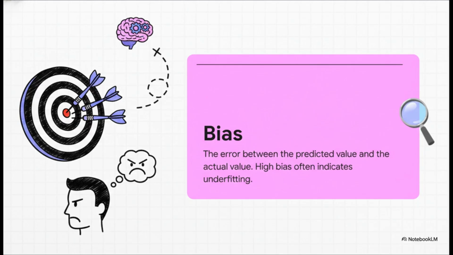The best analogy is a dartboard. A high bias model is like a player who consistently throws all their darts in the exact same spot, but that spot is way off the bullseye. They are consistently wrong in the exact same way over and over again.